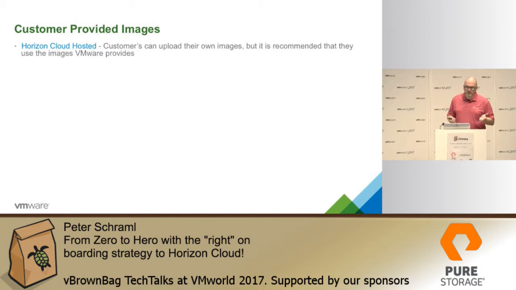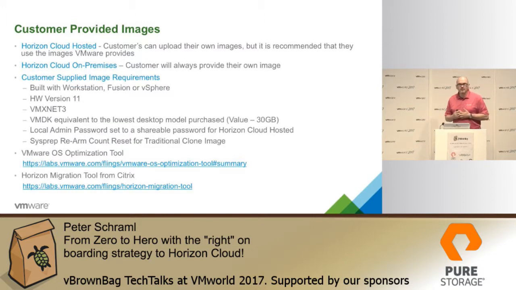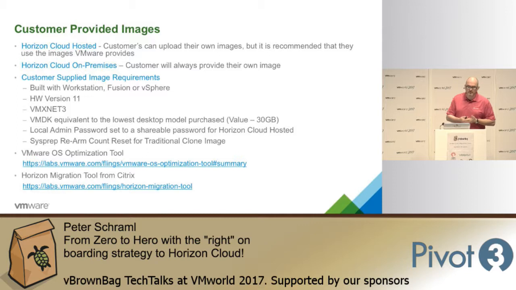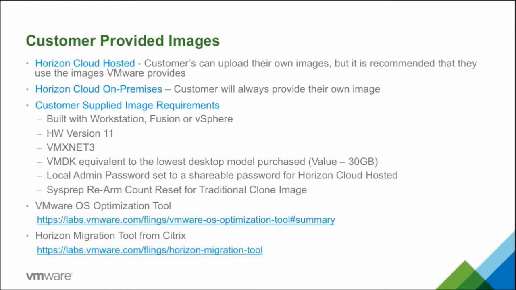And as I said, you can obviously provide a custom image. You have to follow the rules that it is either created on Workstation, Fusion, or vSphere. It has to be hardware version 11. It has to have a VMXNET3 network card, and it should be the smallest disk size of the desktops you intend to use, either 30 or 60. And you obviously then run the OS optimization tool, and you can also use the migration tool to transition a Citrix image that you already have into Horizon Cloud.